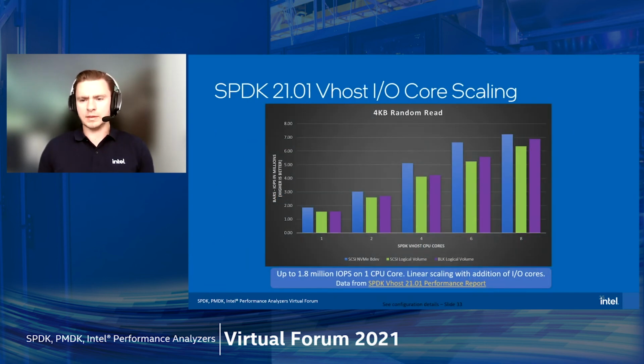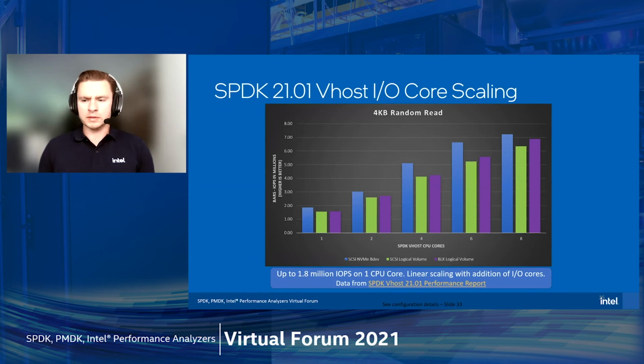Okay, let's see some data now. As I've just mentioned, we check SPDK vhost performance with various vhost stacks and bdev combinations. This chart presents the result of testing the SCSI stack using NVMe bdevs, that's the blue bars, and SCSI stack with logical volumes on top of the NVMe bdevs, that's the green bars. This allows us to check what's the performance impact of the additional layer, which the logical volumes are.